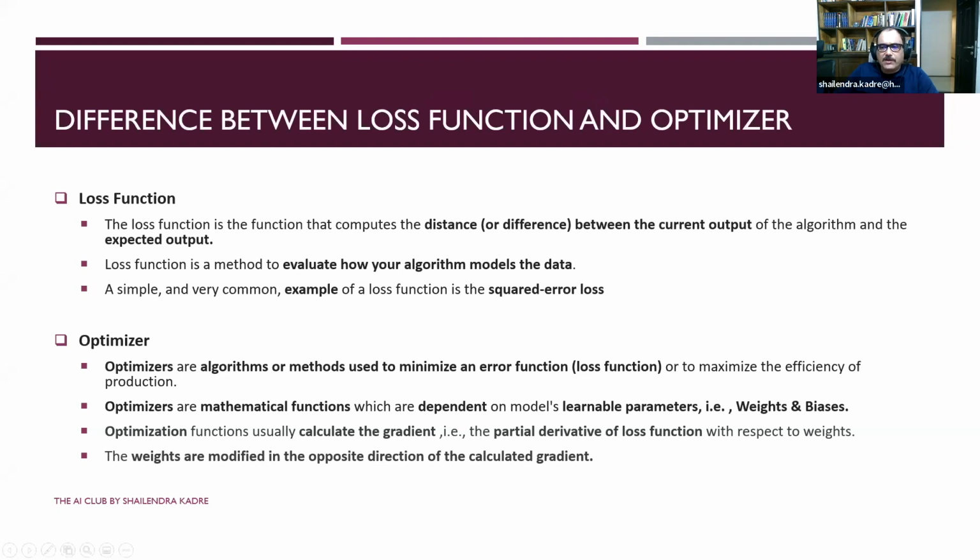Now we'll start with the difference between loss function and optimizer. Activation function, I think by now everybody knows what it is. It is like your sigmoid or tanh or ReLU or leaky ReLU. That's the activation function we are using in the forward pass at every neuron. We integrate the input, and then with the help of the activation function, we transform it in a certain way. And activation functions are always non-linear.